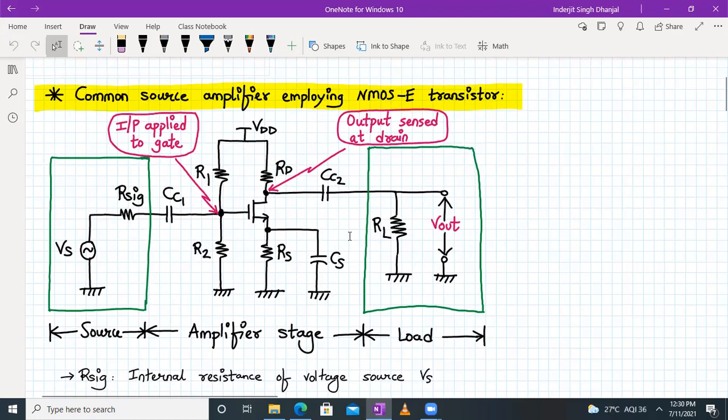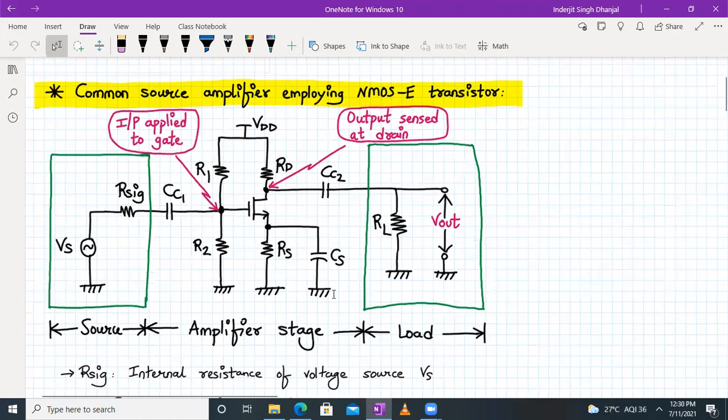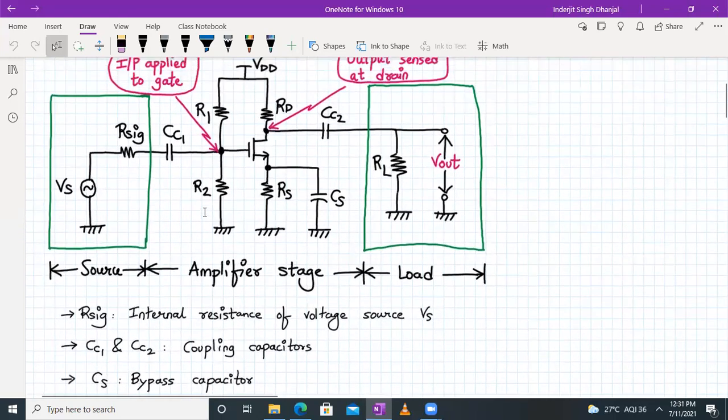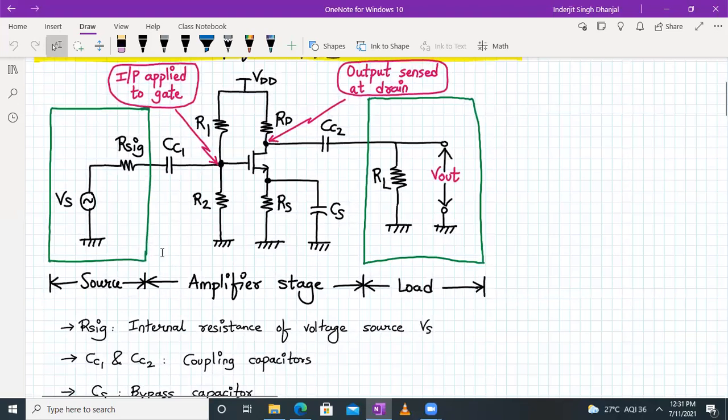So it is more uniformly distributed as follows. First we have a source, then we have an amplifier stage, and then we have a load. Over here the description is written for RSIG, CC1 and CC2, which are coupling capacitors, and CS is the bypass capacitor. RSIG is the internal resistance of the voltage source Vs.